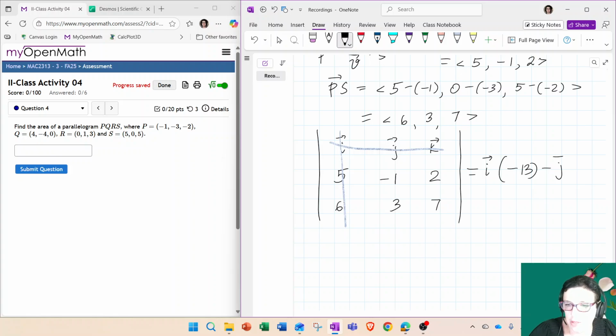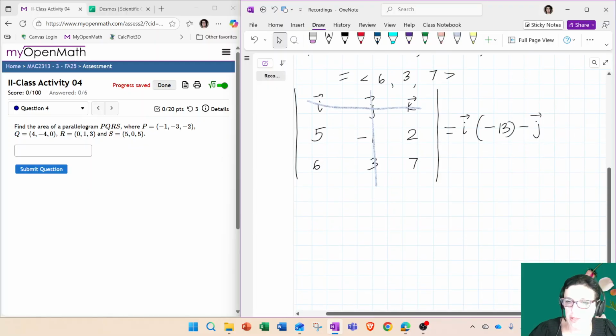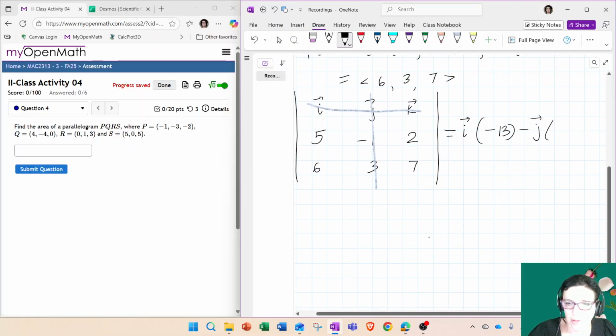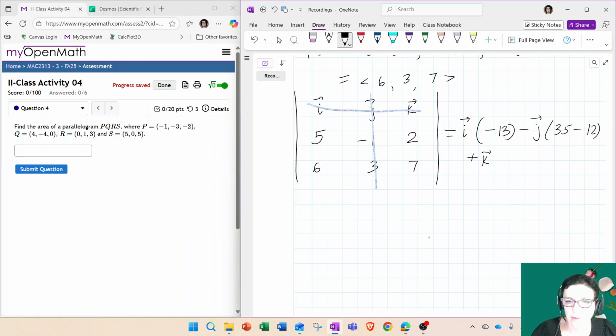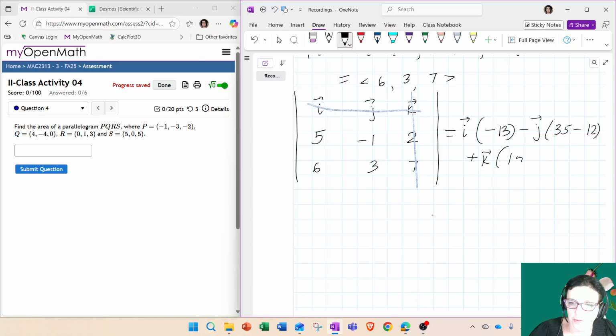Then J is taken with the negative. So this is where we are going to cross out this row, that column. And then we're going to take 5 times 7, right? Which is 35. And then we're going to subtract 12 from there. And then the K is where we cross the last one, right? So let me take this thing and move it over here. So that would be 5 times 3. So that would be 15, subtract -6. So that will actually be +6.